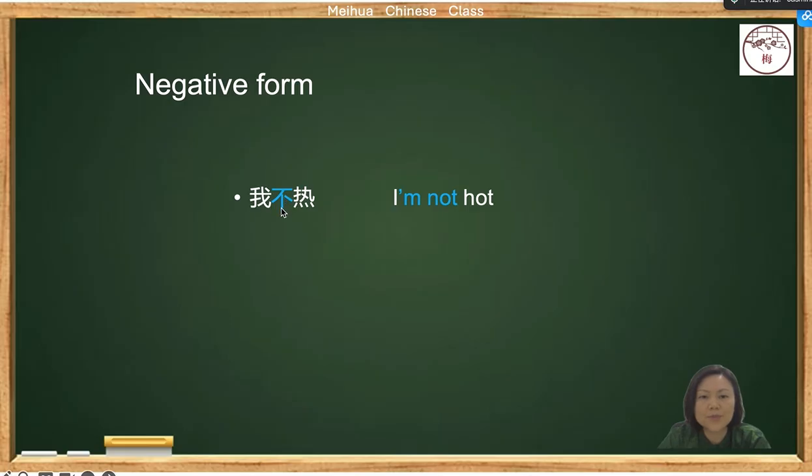See the position, the 不 is between the subject and predicate, right? Which means I am not hot. In English, usually for an adjective we should have a linking verb. I am, you are, he, she, it, right?